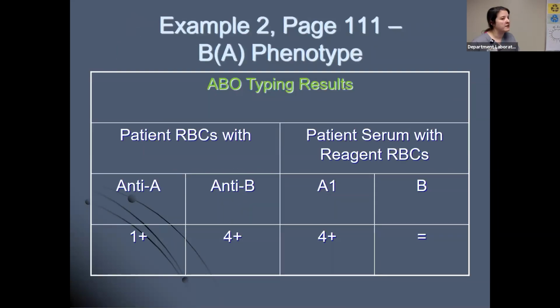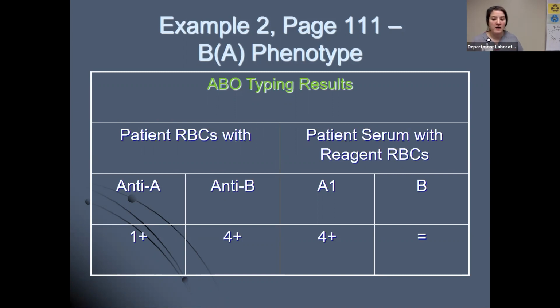Okay, so let's go through some examples, and these are actually in your textbook. So I encourage you guys to go through these, practice on your own, okay? Practice going through, looking at the forward type, looking at the reverse type, identifying what the discrepancy is. Okay? So here we go.